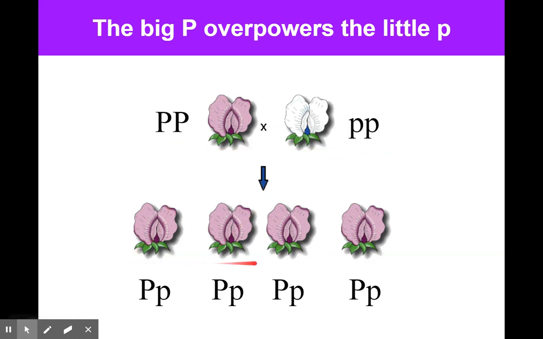So every one of the offspring, the babies, are big P, little p. So they're heterozygous. And so if the big P and the little p are in combination, then the big P overpowers it because the big P, remember, is for purple. And so then they all are purple. It's like the little p isn't even there. It just gets completely overpowered.